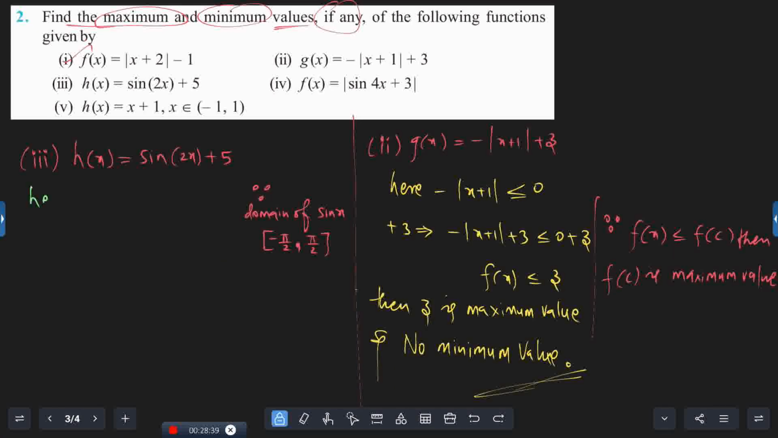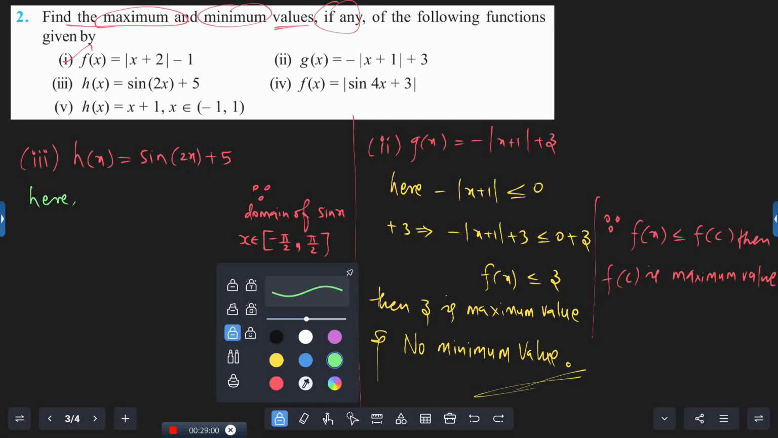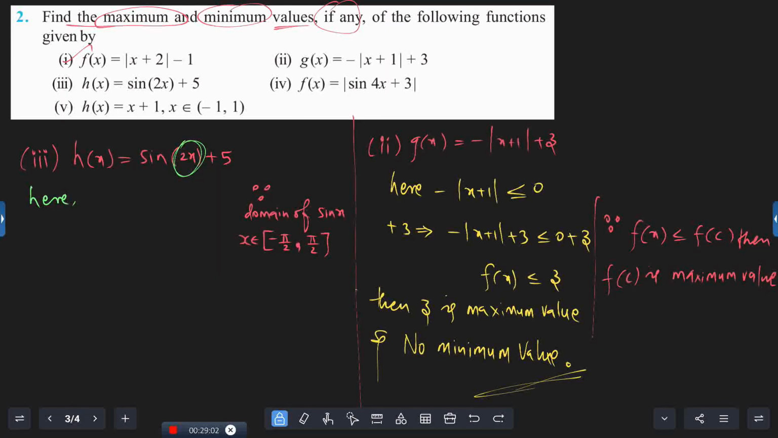Now, children, what is sine 2x? Actually, domain means what first? X only is the domain. But here we have 2x. The 2x must belong to what? Minus pi by 2 to plus pi by 2 you have to say. We understand that 2x must not cross that. That is for sin x.